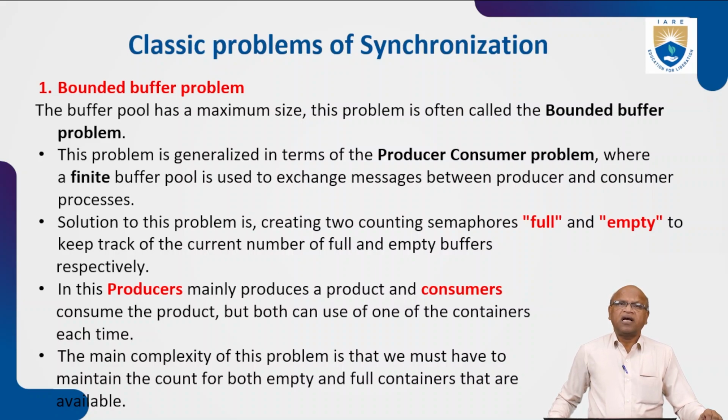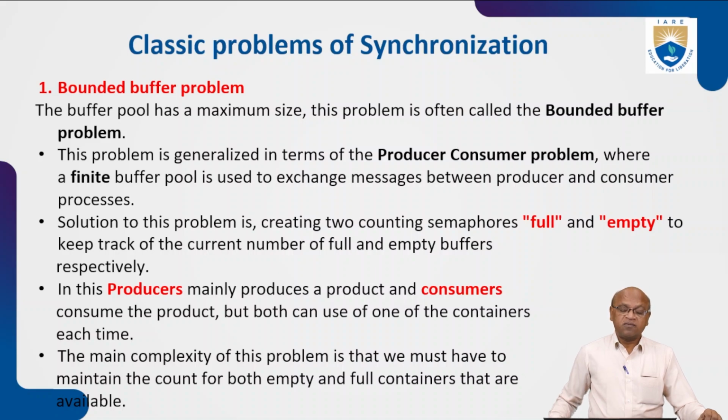The buffer pool has a maximum size, so the problem is often called the bounded buffer problem. This problem is generalized in terms of the producer-consumer problem, where a finite buffer pool is used to exchange messages between producer and consumer processes. The solution is creating two counting semaphores, full and empty, to keep track of the current number of full and empty buffers respectively.